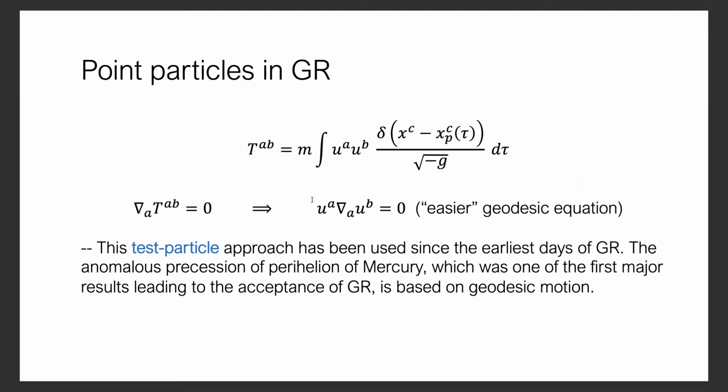I put them in quotes because these equations still represent rather difficult nonlinear ordinary differential equations that you still have to analyze in order to make sense of. But this is far easier compared to the partial differential equations that the Einstein equations are. So this test particle approach, where you only consider point particles, has been used since the very early days of relativity. In fact, the anomalous precession of the perihelion of Mercury, which was the first major result of GR, was largely based on geodesic motion. This is something that you will encounter in any elementary general relativity class.